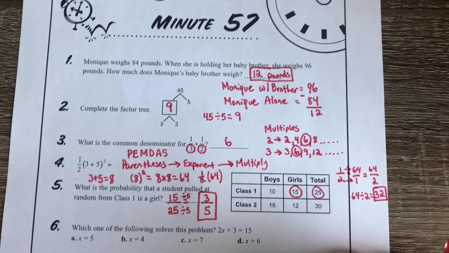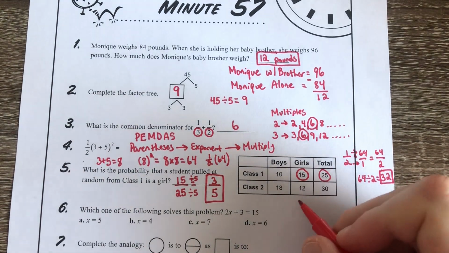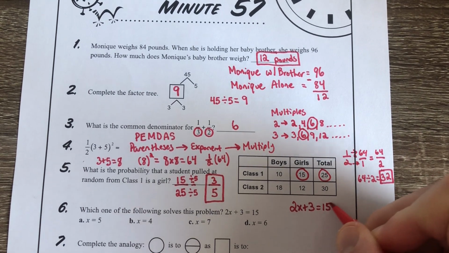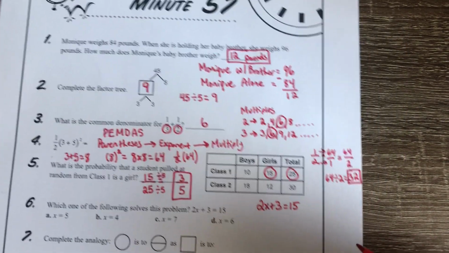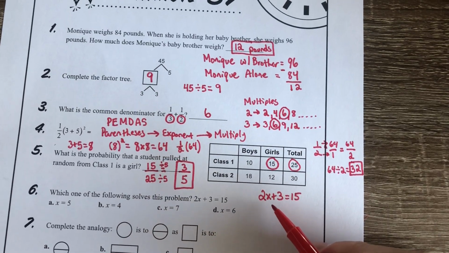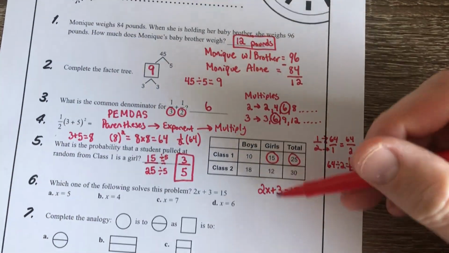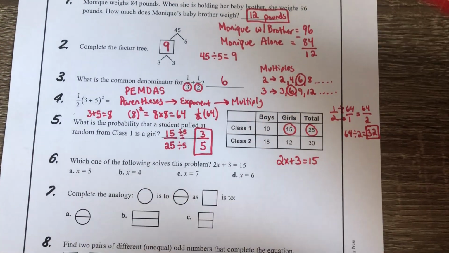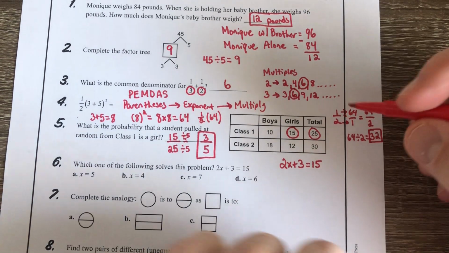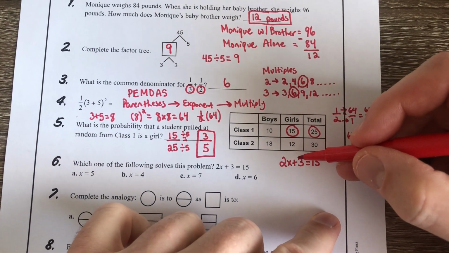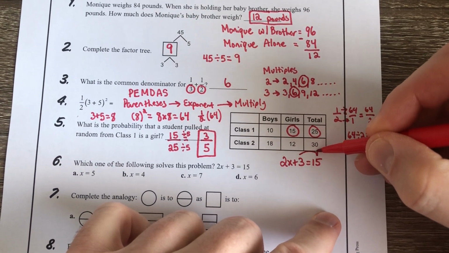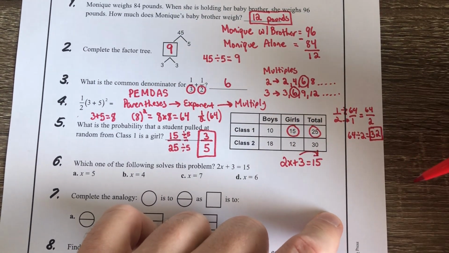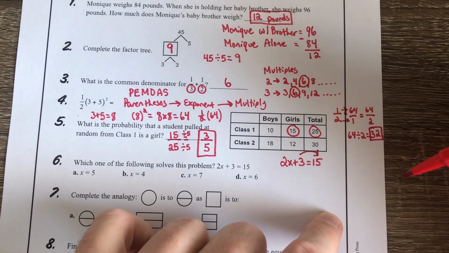All right, number 6 says, which of the following solves this problem? So we got 2x plus 3 equals 15. So basically what they're asking me to figure out here is, what does x need to be for this equation to be true? So these are algebra concepts here. So the first thing I want to do is get this 3 over on this side, because I want to move everything away from the x so I can get that by itself, so I can figure out what that number is.